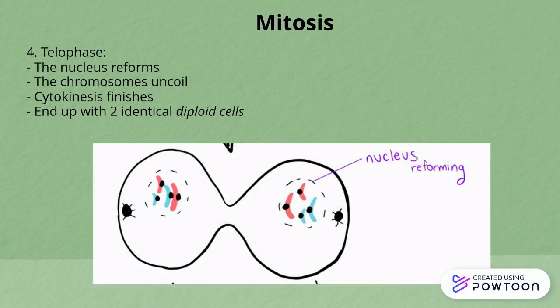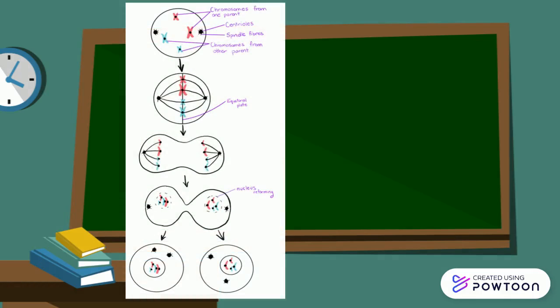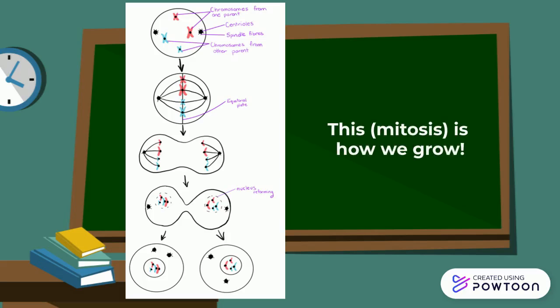The last phase is telophase. This is where the nucleus reforms with the chromosomes inside of it, the chromosomes start to uncondense or uncoil, and cytokinesis finishes, and we end up with 2 identical diploid cells that are also identical to the parent cell. This is a look at the overall process of mitosis, starting from prophase, going to metaphase, then to anaphase, and then to telophase, and ending up with 2 daughter cells. This process, mitosis, is ultimately how we grow.